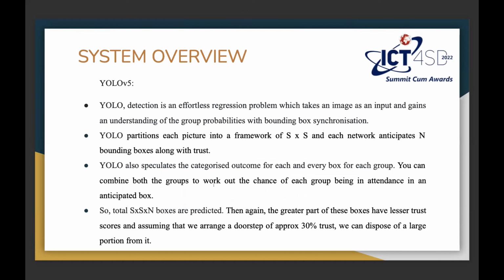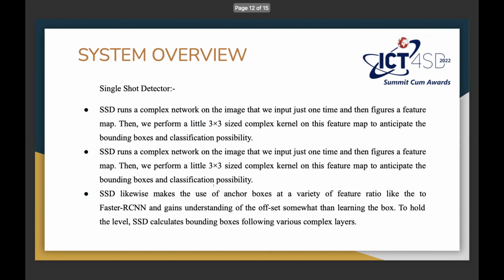So for the system overview, we can see that YOLO V5 detection is a simple regression problem, which takes an image as an input and learns a group of probabilities with bounding box coordinates. These are put into a grid, and each grid cell is associated with n number of bounding boxes along with some confidence. So the total number of boxes are then predicted, and the greater part of these boxes have lesser confidence scores. Then, assuming that we can set the threshold at approximately 30% of this confidence, we can discard a large portion of it.